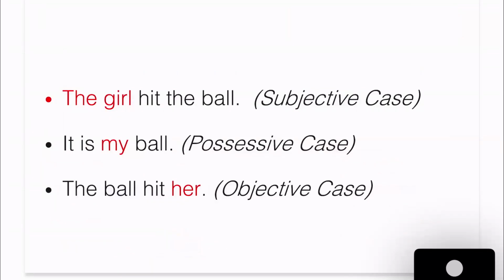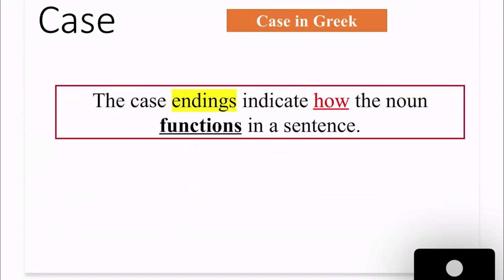Here is another sentence just to reiterate the point. If the girl is the subject, we would say the girl hit the ball. If I wanted to express that the ball was my possession, I would say it is my ball. And if I wanted to make the girl the object of the sentence, I would say the ball hit her. Again, we're using different words to express these different ideas depending on how the same noun is being used in the sentence.